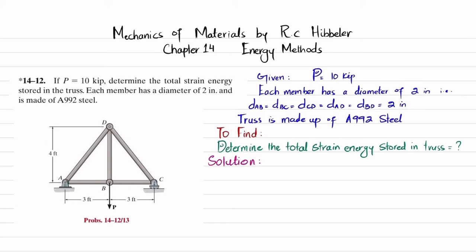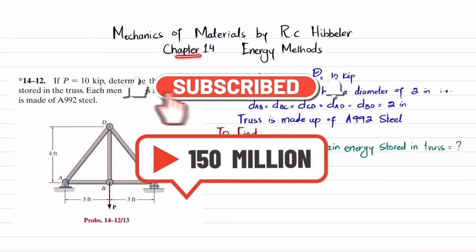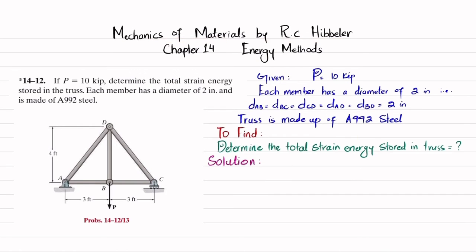Welcome back. In this video, we are going to solve problem 14-12 that is taken from chapter 14, Energy Methods, and the book name is Mechanics of Materials by R.C. Hibbeler. So the statement is, if P is 10 kip, determine the total strain energy stored in the truss. Each member has a diameter of 2 inch and is made of A992 steel.